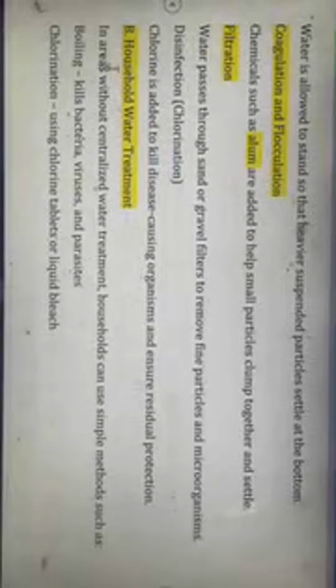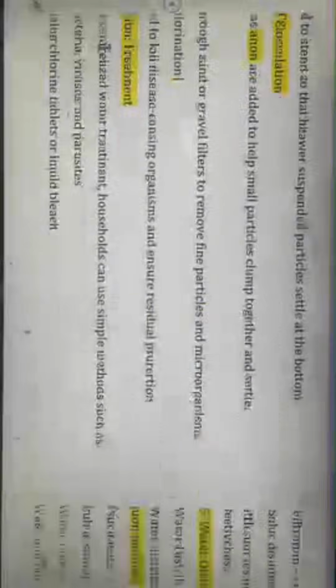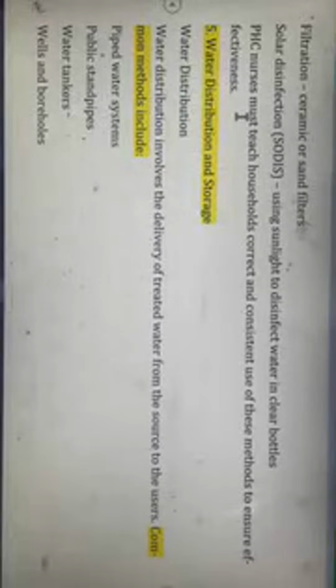Then for household level, we use boiling, one of the best. But heat can kill what? Bacteria, viruses, and parasites. We have what? Adding chlorine also can kill all this. We have filtrations to filter out heavier particles. We have what? Solar disinfection.